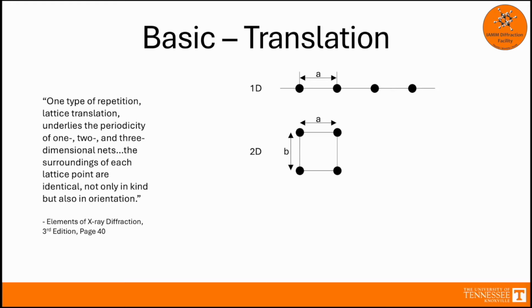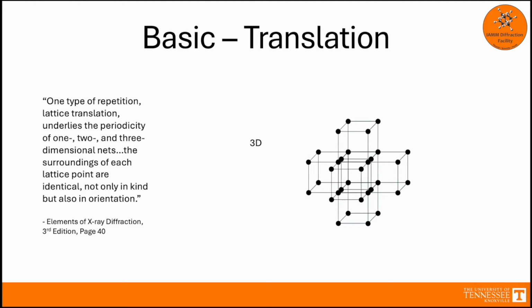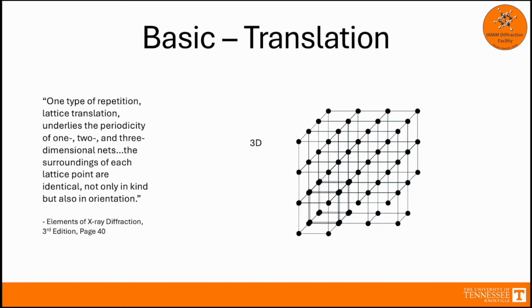If we look at 2 dimensions and we start translating in both dimensions, we get this new array of atoms. And then finally, if we look in 3 dimensions, we can really start to see how translation can begin building 3-dimensional volumes. So that's all translation is.